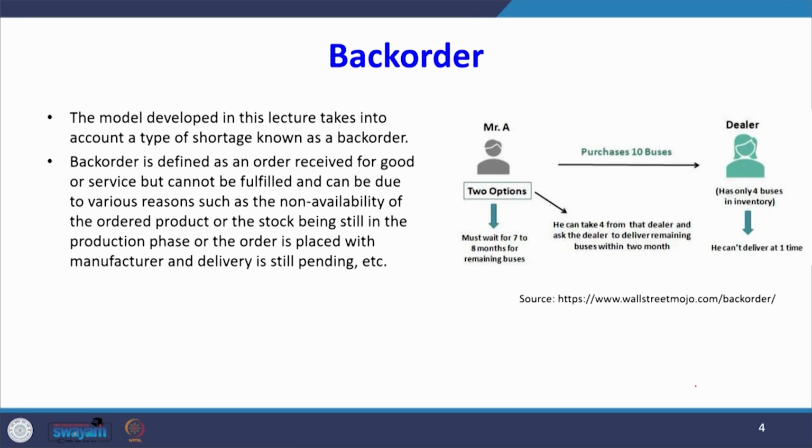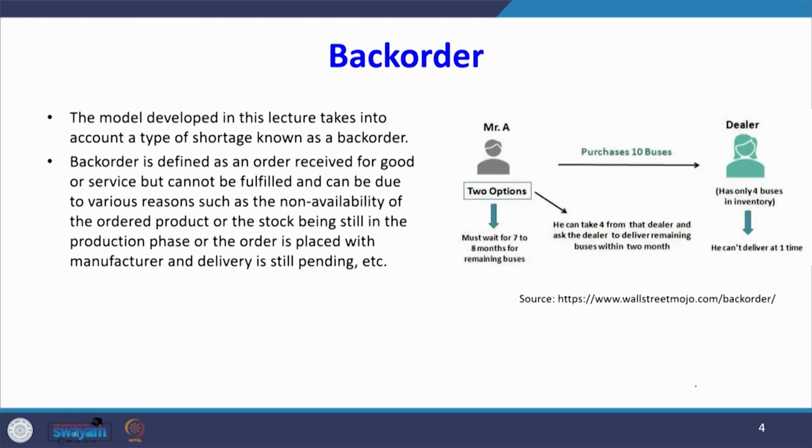Before going to this topic, first we will understand the concept of back order. What is the back order? The model developed in this lecture takes into account the type of shortage known as back order. So, what is a back order? Back order is defined as an order received for goods or services, but cannot be fulfilled, due to various reasons such as non-availability of the ordered product, or the stock being still in the production phase, or the order is placed with the manufacturer and delivery is still pending. So, this is the definition of back order.